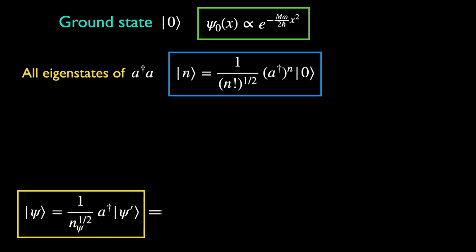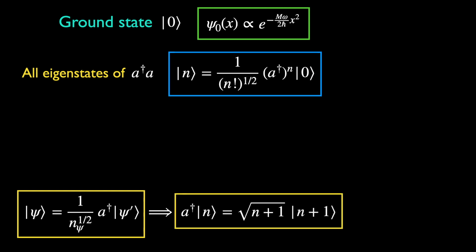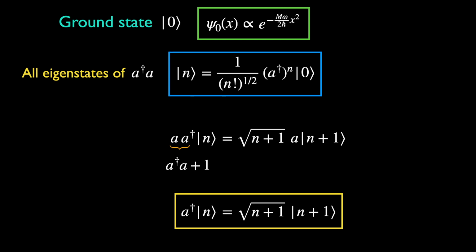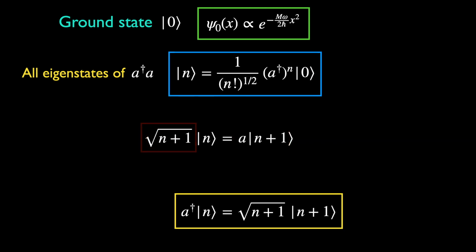We can write the yellow box in terms of the notation of the blue box. This gives the effect of applying A dagger to the normalized eigenstate n. To get the effect of applying A instead, multiply both sides of this equation by A from the left. Again, we can apply the commutation relation, changing n to n-1.